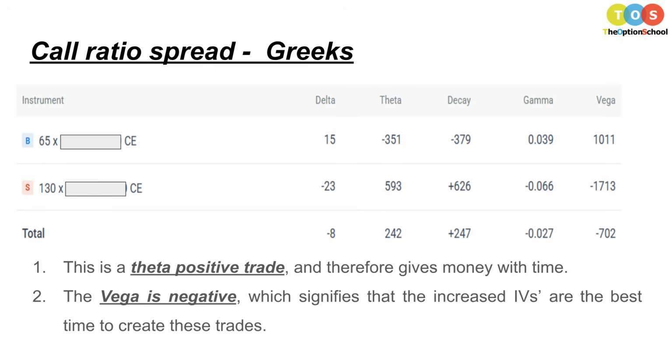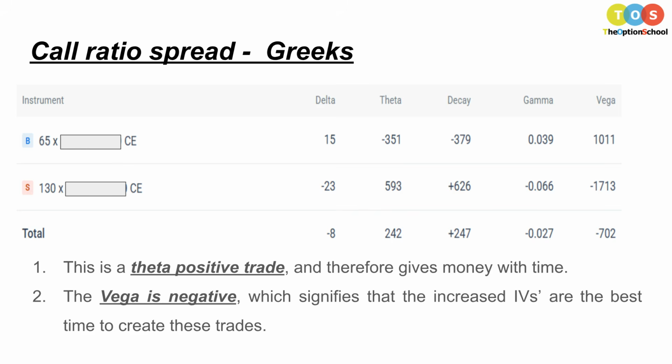Let us check now the Greeks part of call ratio spreads. In this case, if we see, net theta is positive, which means with time we will be accumulating decay and accumulating profits. And the other part which is important is Vega is negative.